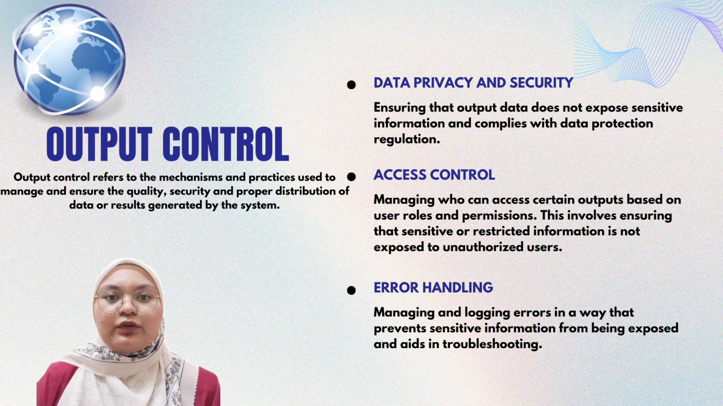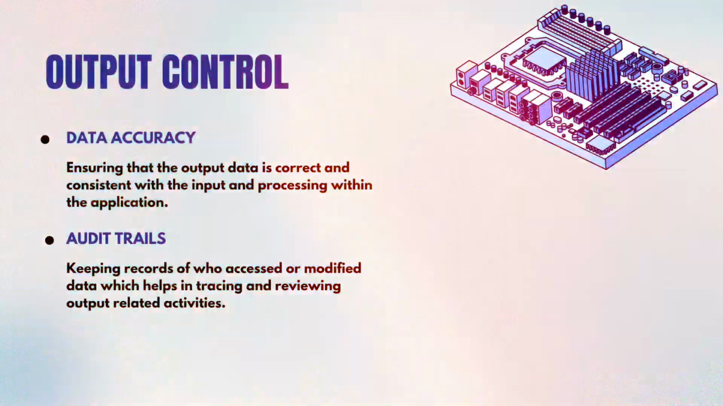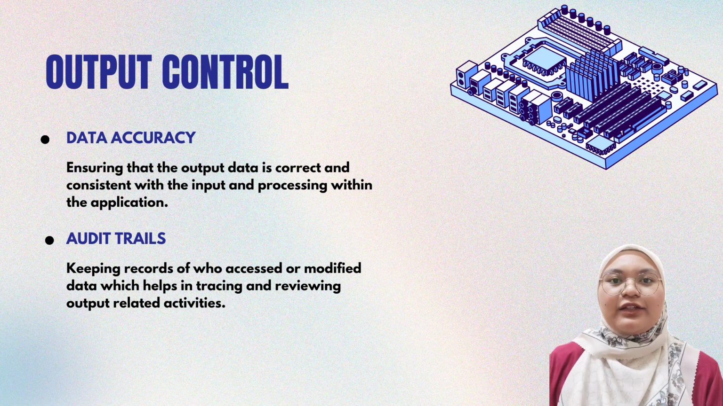Secondly, access control. Managing who can access certain outputs based on user roles and permissions. This involves ensuring that sensitive or restricted information is not exposed to unauthorized users. Thirdly, error handling. Managing and logging errors in a way that prevents sensitive information from being exposed and aids in troubleshooting. Fourth, data accuracy. Ensuring that the output data is correct and consistent with the input and processing within the application.